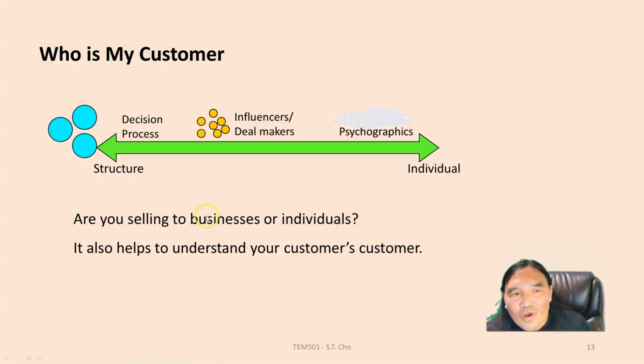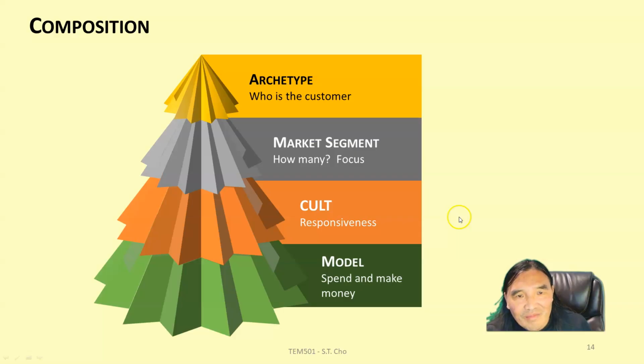Now, in terms of who your customer is, a lot depends on whether you are selling to a structure like a company, or selling to an individual. If you're talking about selling to a business, then you need to know how they make decisions. What's their structure? If it's an individual, then you need to know how they think. And influencers and deal makers are something in the middle.